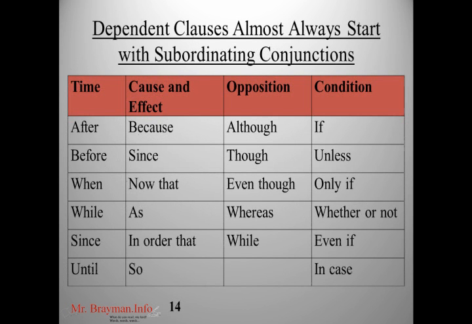And this table, by the way, is in the grammar review at MrBrayman.Info. Or you could just go to Google and look up subordinating conjunctions in English, and you'd probably find a table just like this. All right, so that's it.